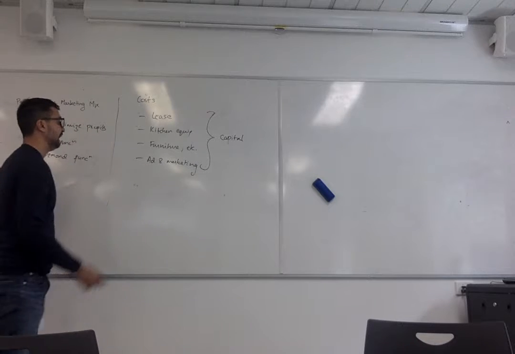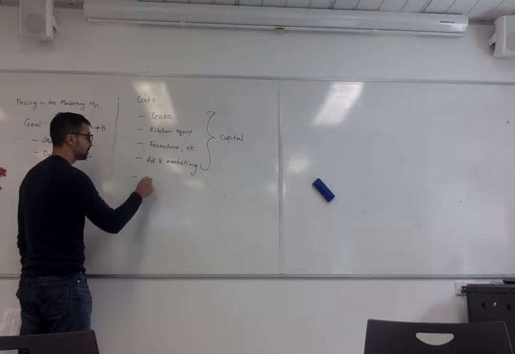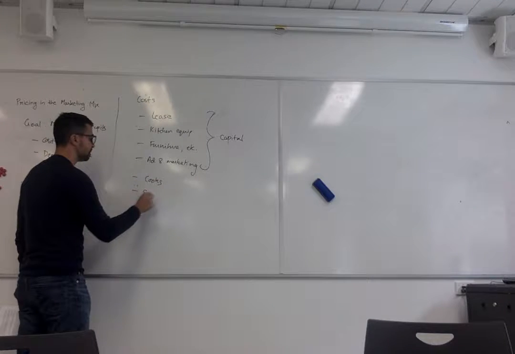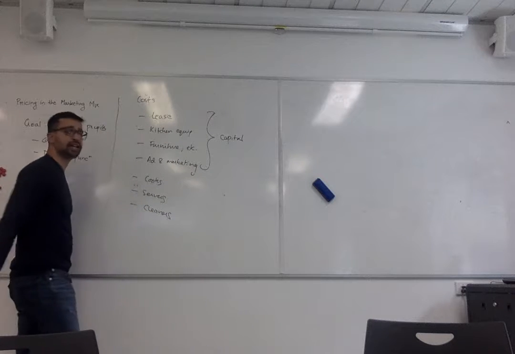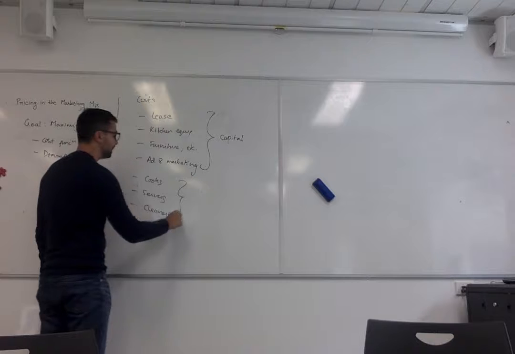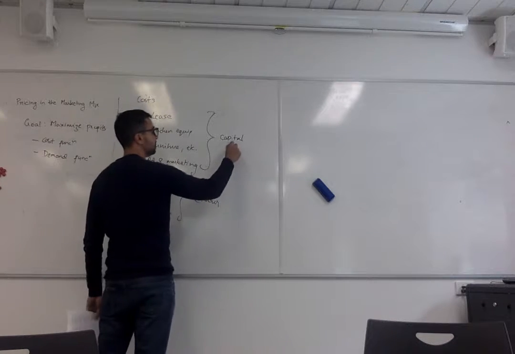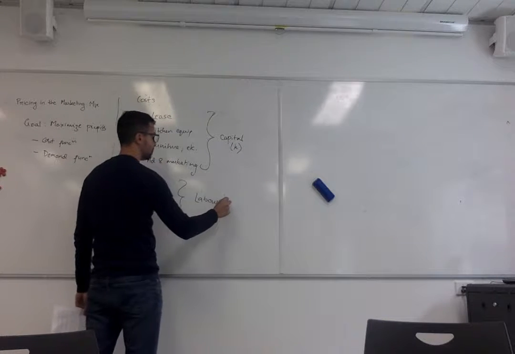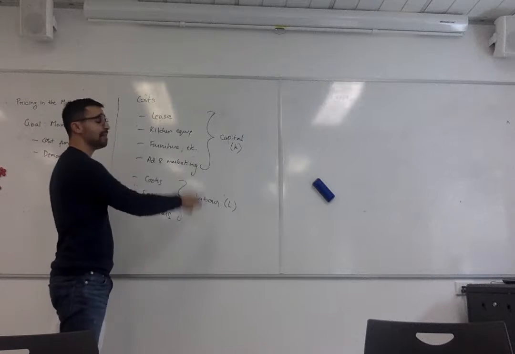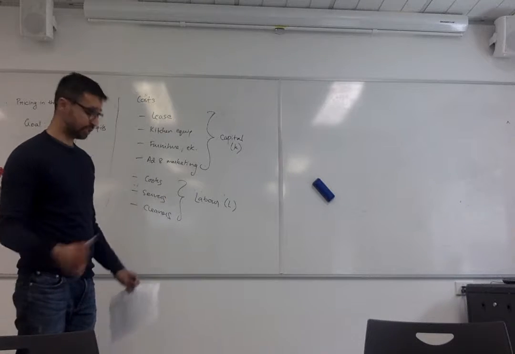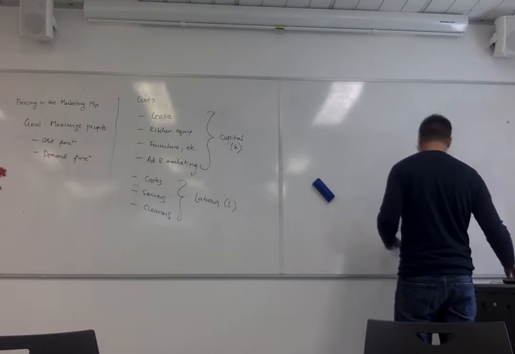And in addition to capital, you'll probably also need to hire some staff. So you'll need cooks, you'll need servers, you'll probably need cleaners, you might need a manager, wait staff, cashiers, etc., etc. And that can be collectively referred to as your labor. Capital is usually denoted by the letter K. Labor is denoted by the letter L. Once you have both your capital and your labor, you're ready to start making burgers, right? Now the question is how to price these burgers.